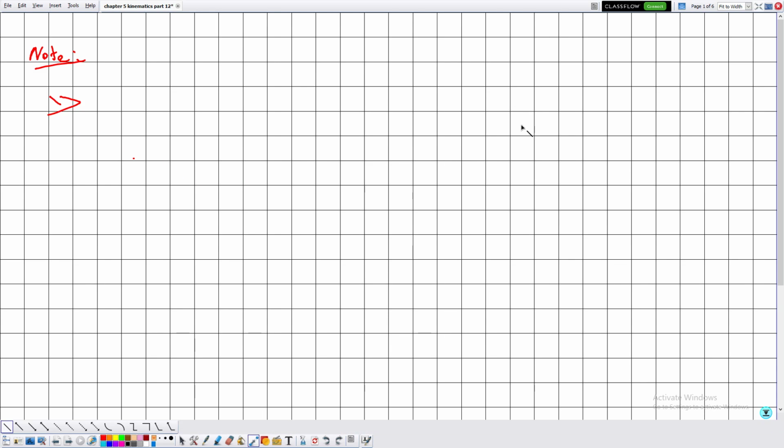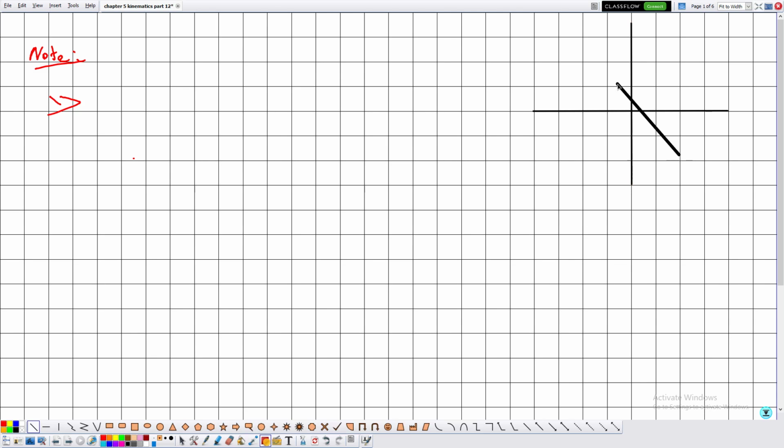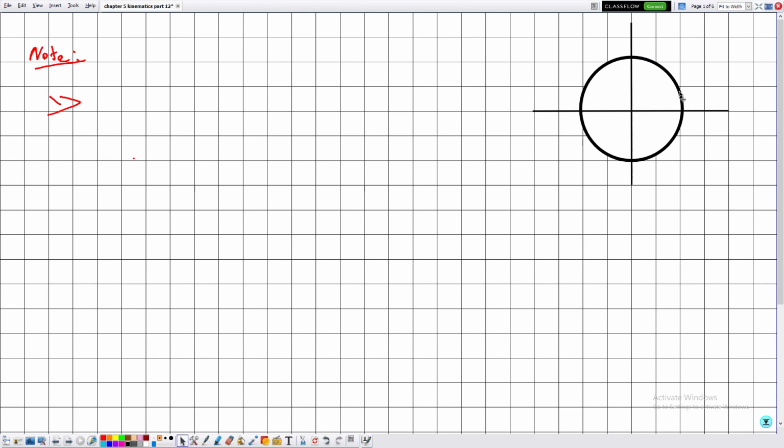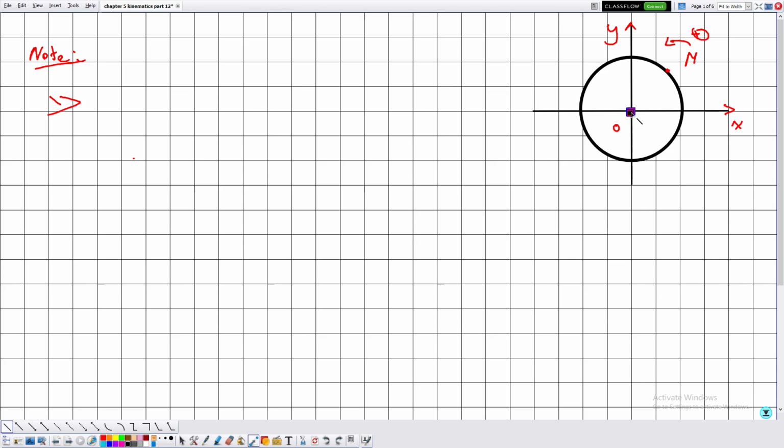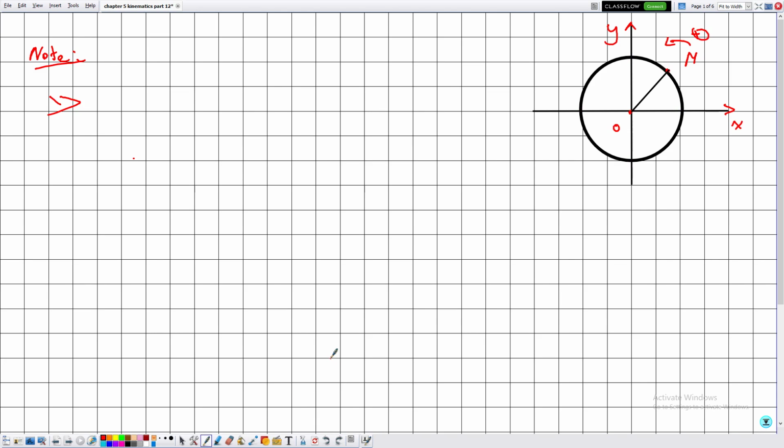Okay, suppose here we have a circle. This is the x-axis, this is the y-axis, and here we have a circle. A particle m is rotating on this circle in the anti-clockwise direction. This is the positive x-axis and this is the positive y-axis. This is the origin O and this is the position vector OM, which is the position vector R.